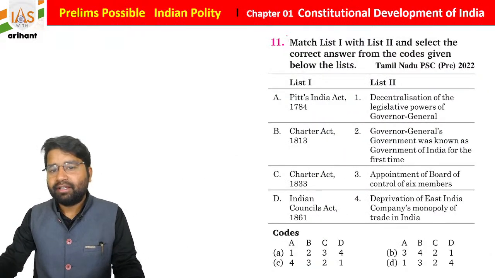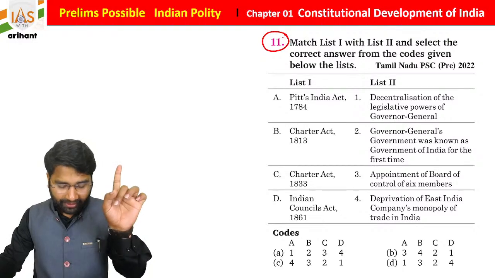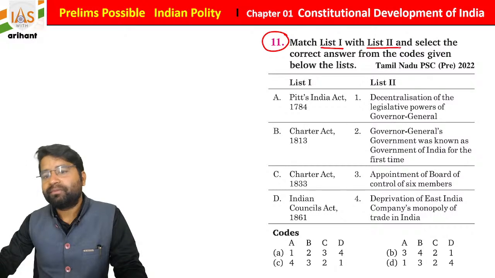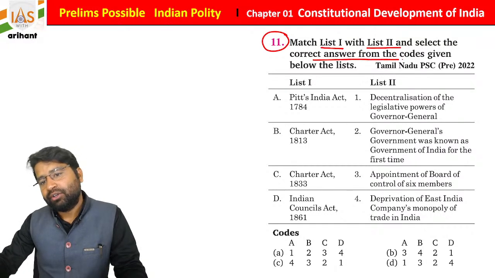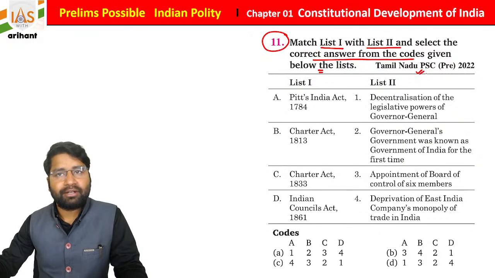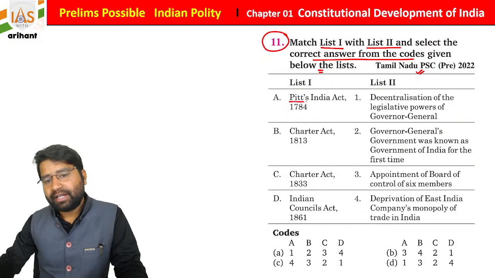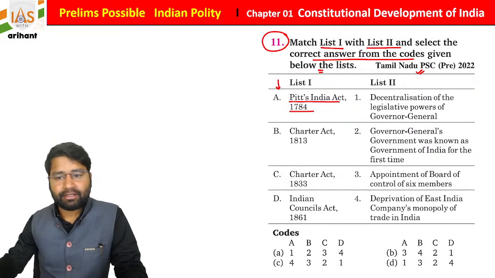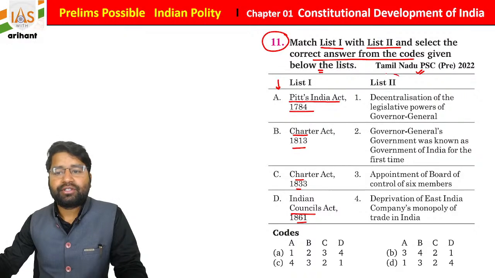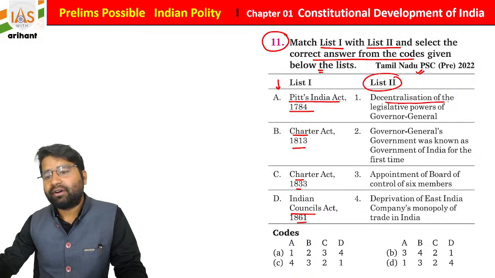Okay, now we have the 11th question. I hope you are all able to connect. Once again, match list 1 with list 2 and select the correct answer from the codes given below. This question belonged to the Tamil Nadu PCS. Pitt's India Act 1784. In list 1 they added some acts: Charter Act 1813, Charter Act 1833, Indian Councils Act 1861. Now list 2 says decentralization of legislative power of Governor General.